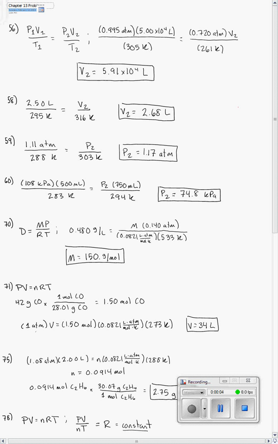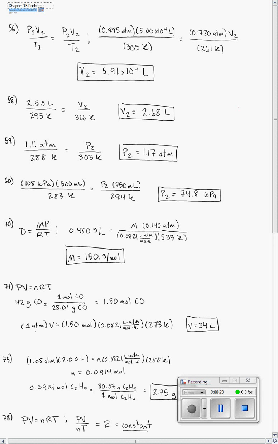The first 4 problems on the Chapter 13 homework all involve some sort of variation on the combined gas law. Number 56, we're just using the combined gas law as a whole. So what's happening here is we're changing 2 of our conditions, right? Oftentimes with gases we care about things like pressure, volume, and temperature.